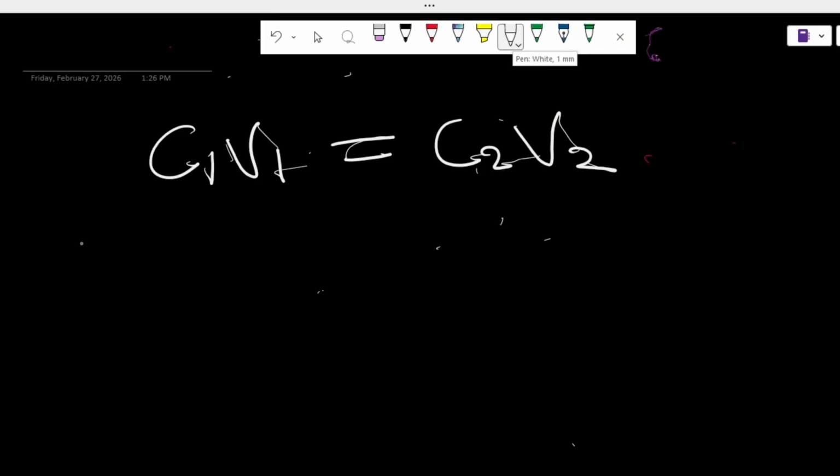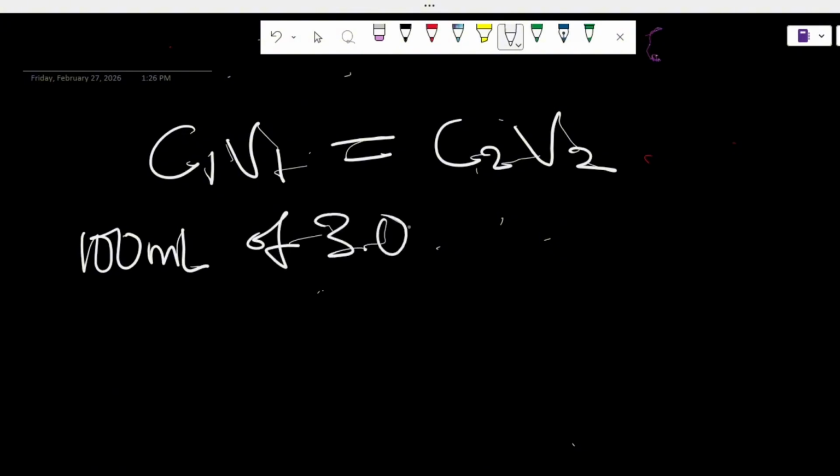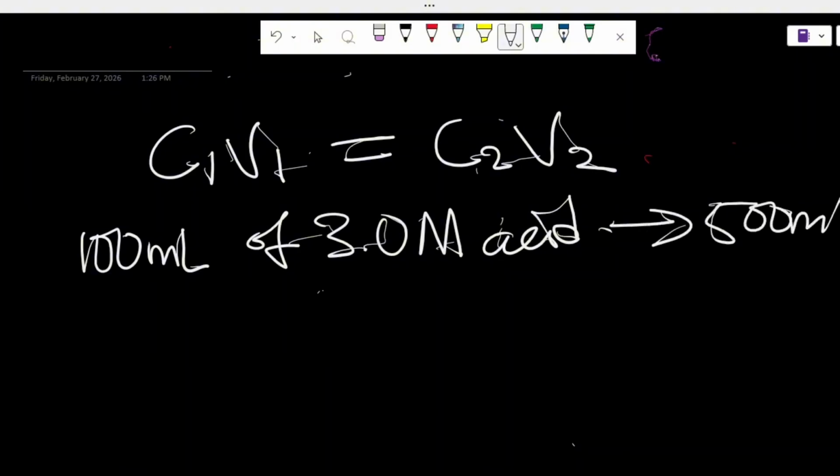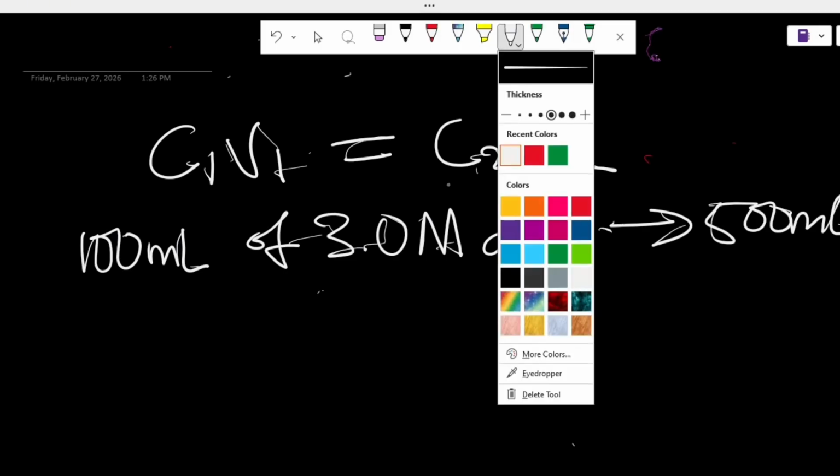So let's say we have 100 milliliters of a 3.0 concentration of an acid, and when this acid is diluted to 500 milliliters, what's the new concentration? How can you find the new concentration?